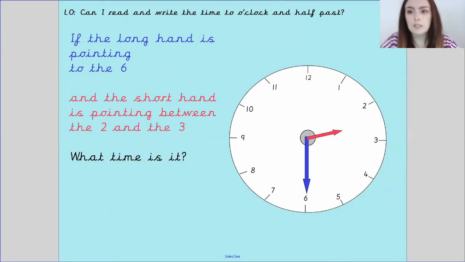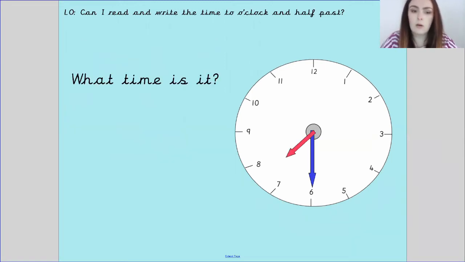If our long hand is pointing to the 6 and our short hand is pointing between the 2 and the 3, what time is it? Pause the video and have a think. Our clock is showing 2:30 because our long hand is pointing to the 6, which means it's half past, and our short hand is pointing in between the 2 and the 3, so it is showing 2:30.